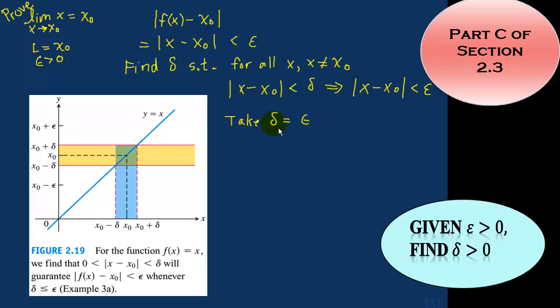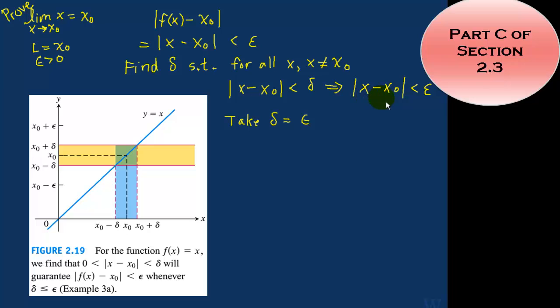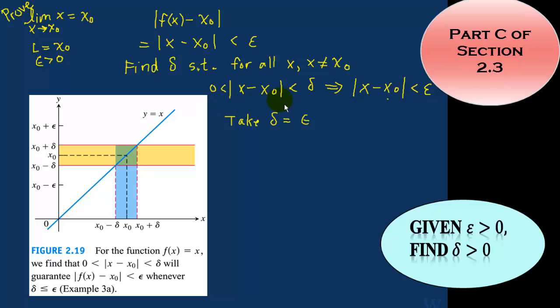Taking delta equal to epsilon would guarantee that our f of x minus L is within epsilon distance away from the limit point. So we have therefore proven that if we take delta equal to epsilon, then if x minus x of 0 is less than delta, then f of x minus L is less than epsilon for any given epsilon greater than 0.